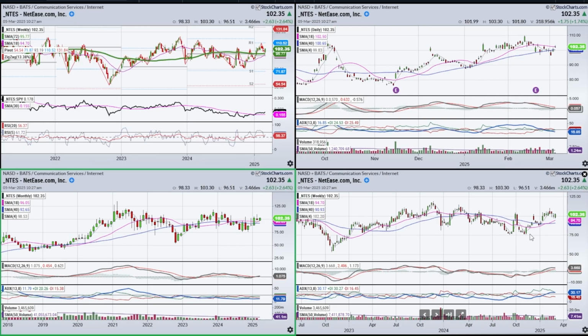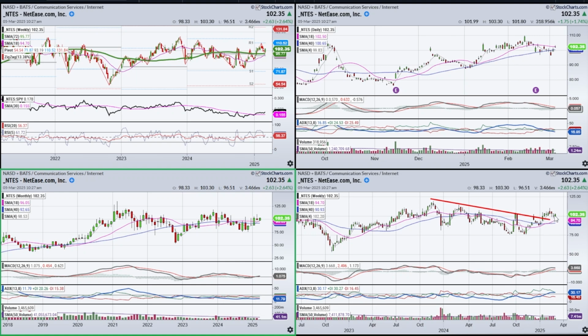Now, I think the best looking one of the group that came through here was this. You can break this downtrend line. So if I draw this downtrend line on this NTES, I can see we've broken that, and now we've pulled back. MACD is in position. ADX is in position. The MACD on the monthly is turning up. We're back above the moving averages, showing signs overall of improvement.